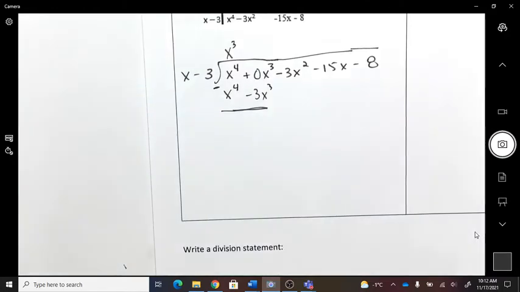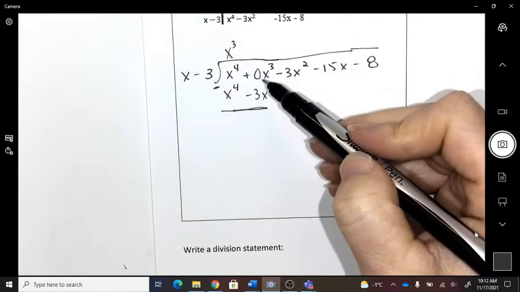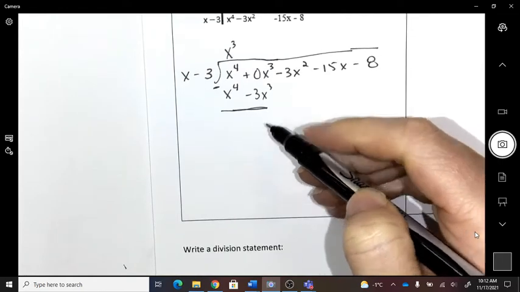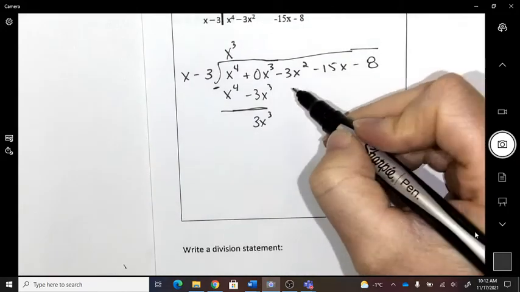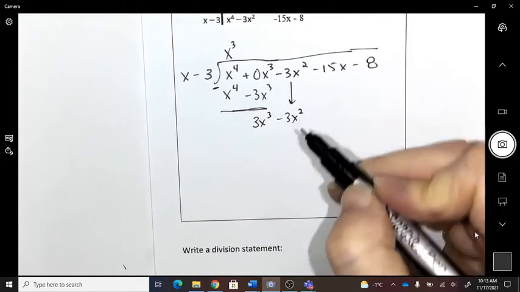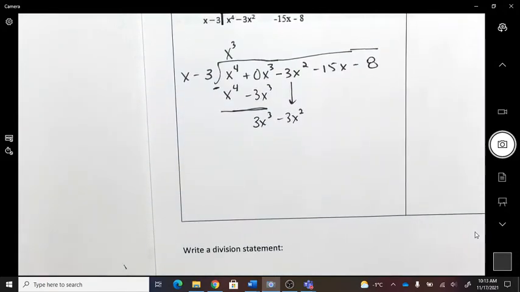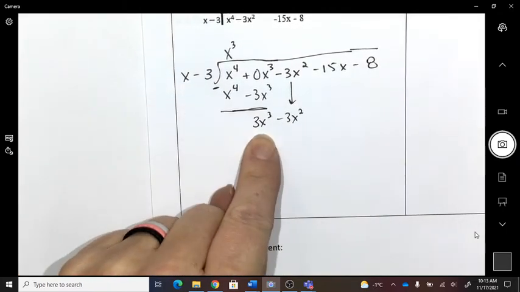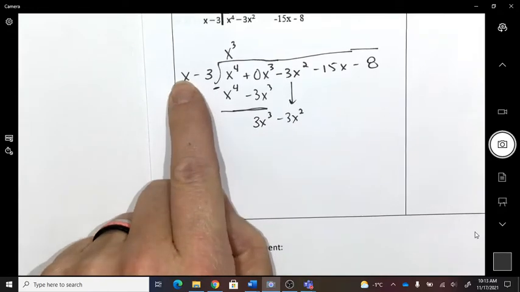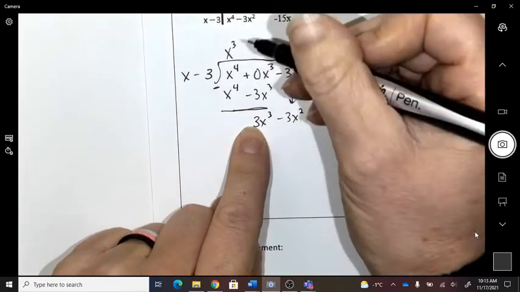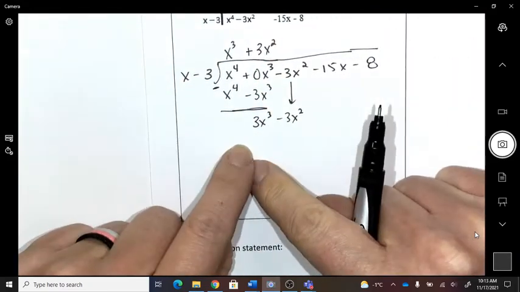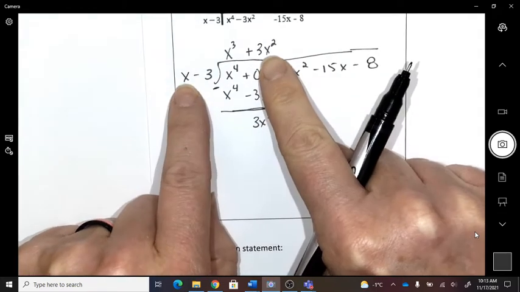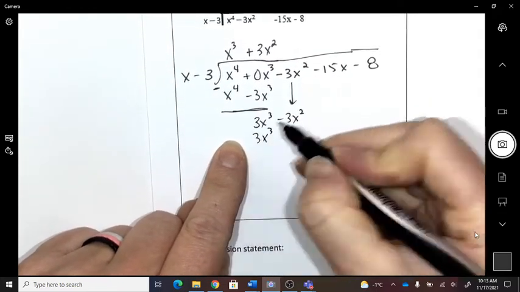What happens when you subtract that? Gone. What does this make when you subtract it? Positive. And then you bring the next term down. Restart it. How many times does x go into 3x cubed? Like this times what would make that? 3x squared? Does that times that make that? So that times that makes 3x cubed.